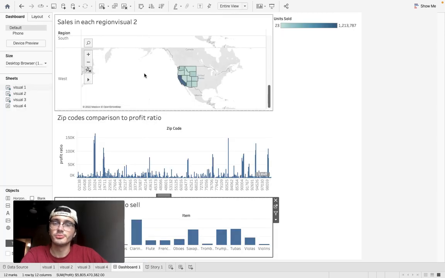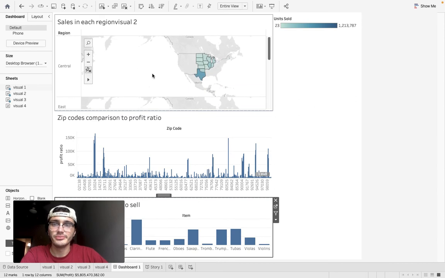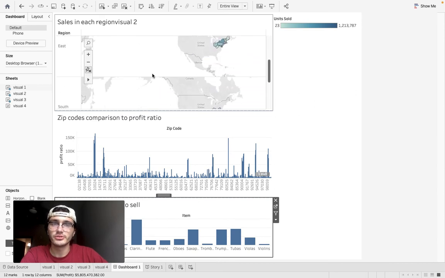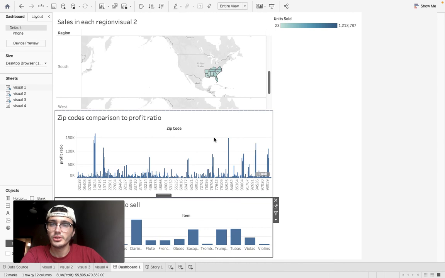Here's our dashboard. So this is just showing us the same thing and giving us a better view of what's going on with these units being sold in all these different places.